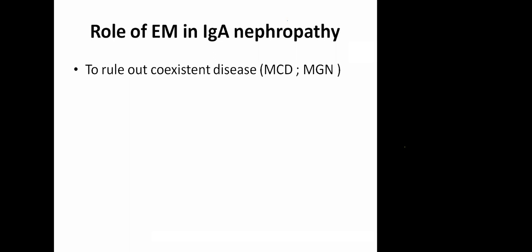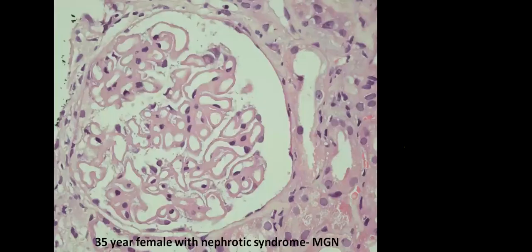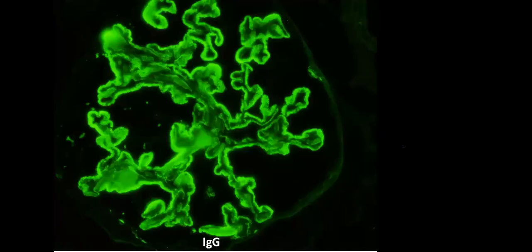So the role of EM in IgA nephropathy is just to rule out coexistent disease. Even for membranous, now this is a 35-year-old female with nephrotic syndrome. So clinical suspicion was MGN. You can see there is membrane thickening. IgG showed granular deposits along the capillary loop. So everything is fine for membranous glomerulopathy.